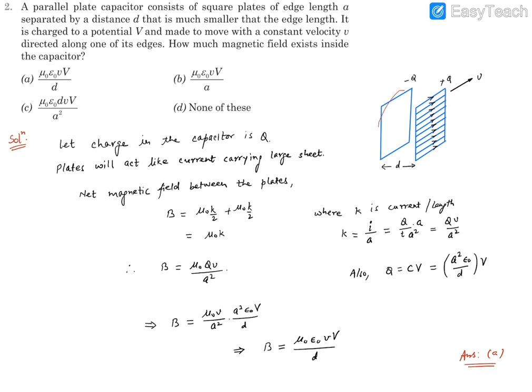So they will act like two parallel sheets having flow of current through them, and the current is flowing in the direction of velocity. We know that because of a large conducting current carrying plate, the magnetic field on one side is written as mu naught k by 2, where k is the current per unit length. This is the direct formula. Now since we are working at the midpoint between these two plates, the field because of the two plates will be adding up.